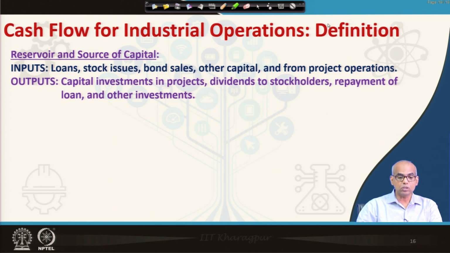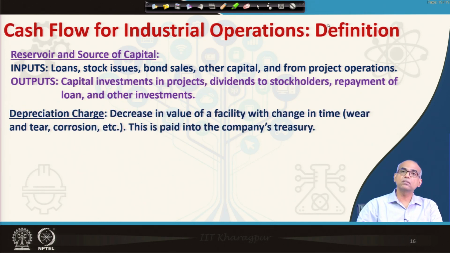And what are the outputs from this source of capital? That means where these funds will be utilized: capital investment in the project, and dividends to shareholders. When you make profit, you share a part of it with the shareholders, who are also investors in your company. You have taken a loan, so you have to repay the loan. That will also be an output from the source of capital, and you can also make other investments. So, you will have a reservoir or source of capital with such inputs and outputs.